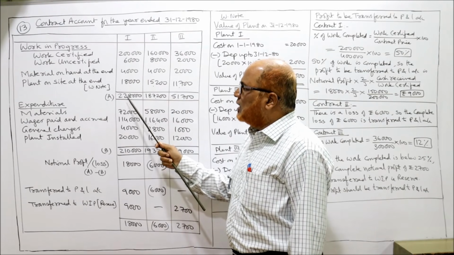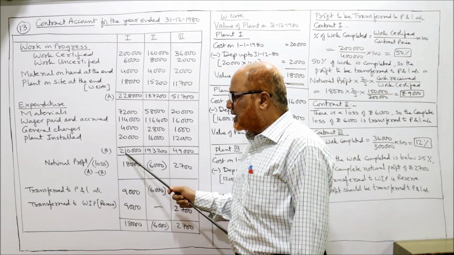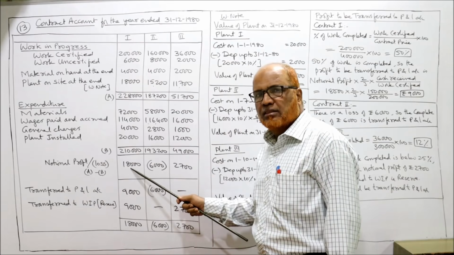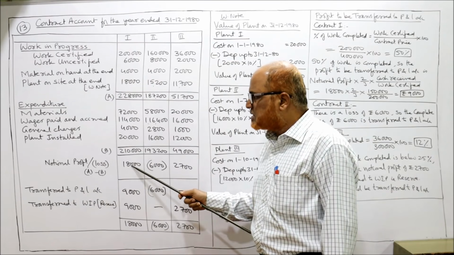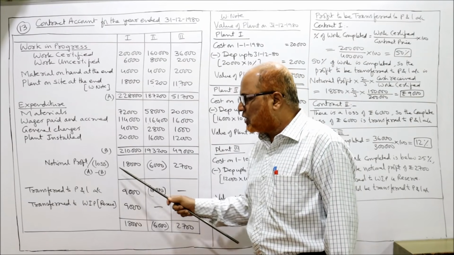Now take the total 2,28,000. From 2,28,000 subtract expenditure 2,10,000. So notional profit we got 18,000. 18,000 rupees is the notional profit. 228 minus 210. So 18,000 notional profit.